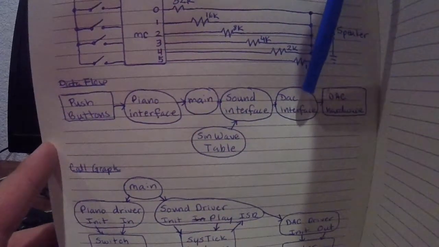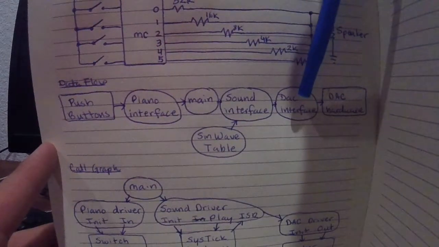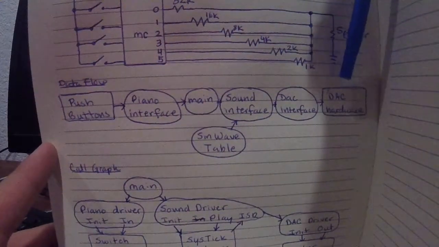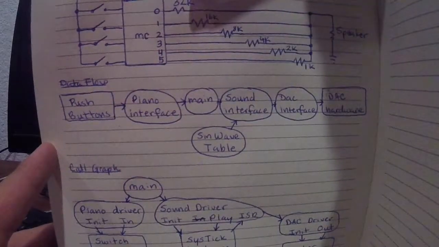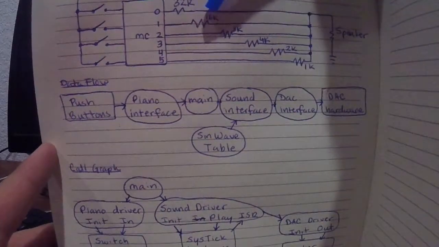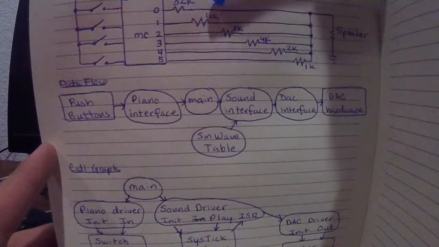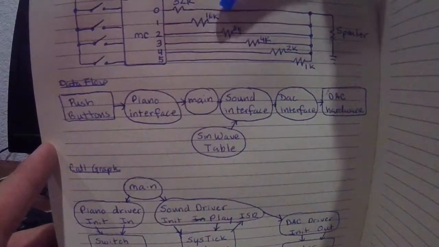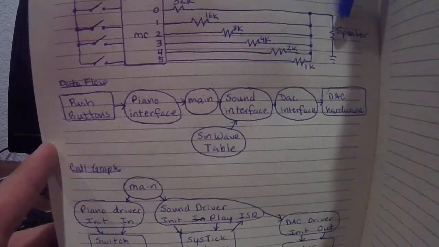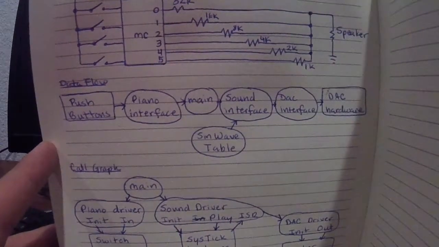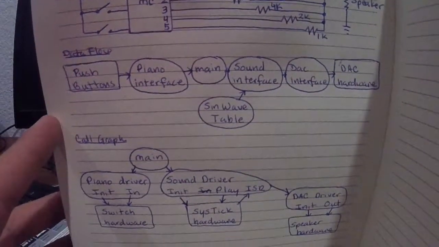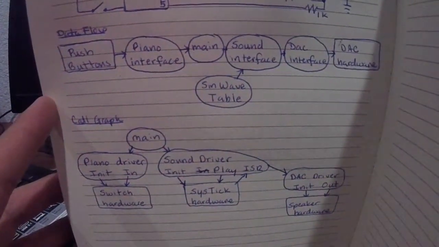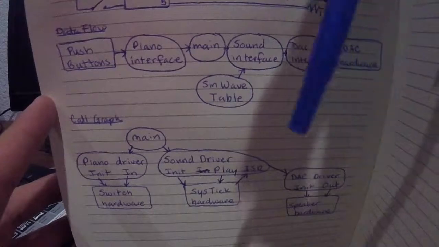And then the digital to analog converter interface will translate that to the digital to analog hardware, which is what you see, this set of resistors here. They're each scaled by half going down, and then give that to the speaker. So the last part of this is the call graph, which is how the software will interact with each module.